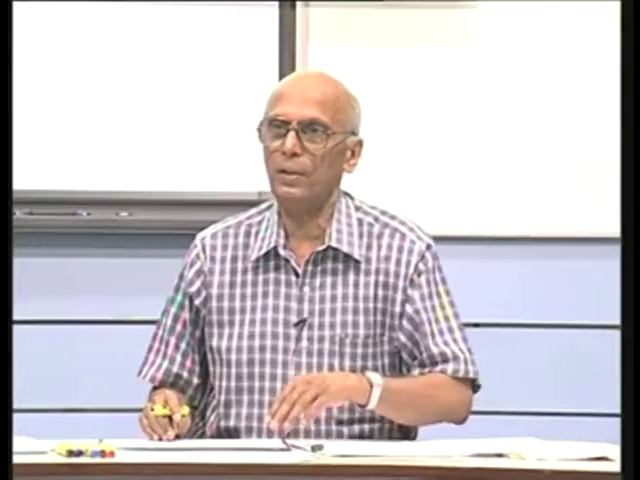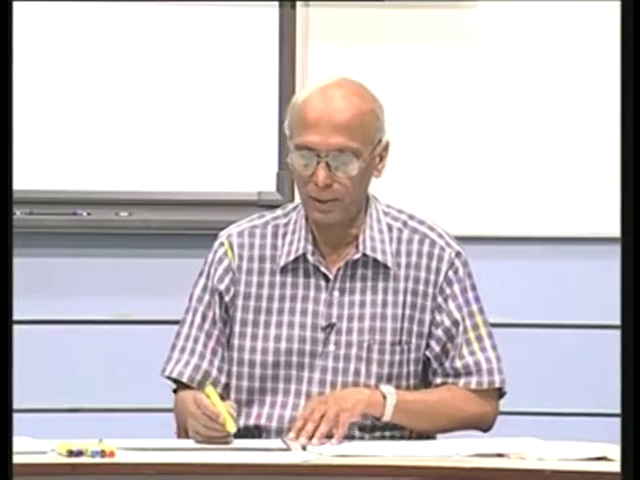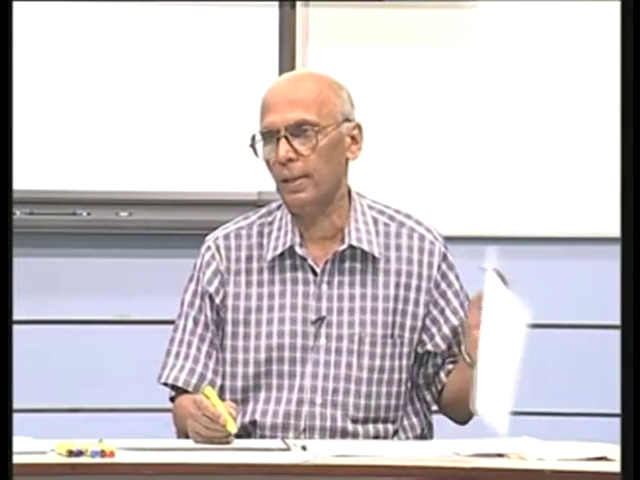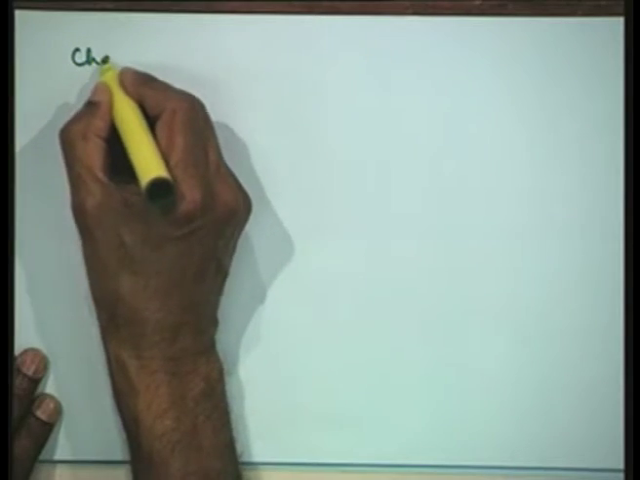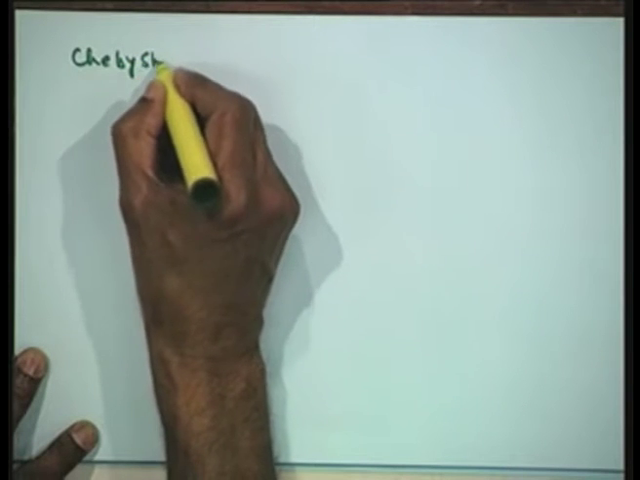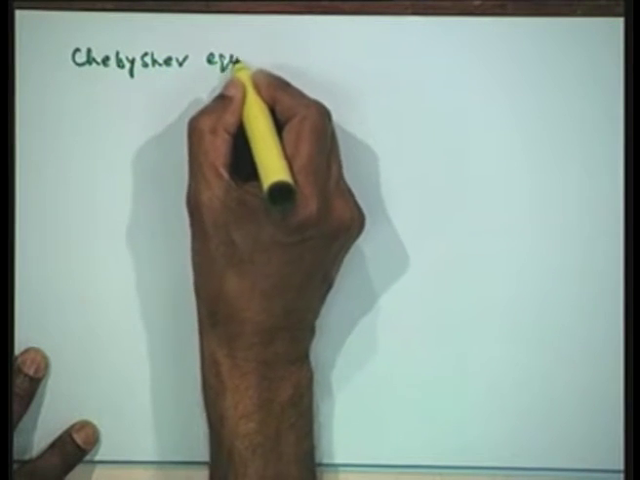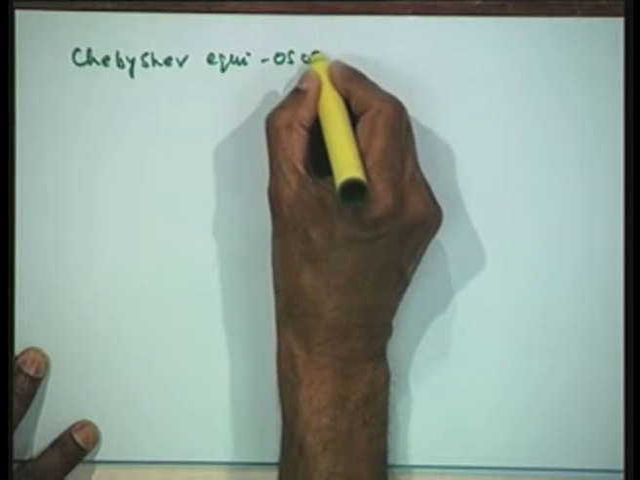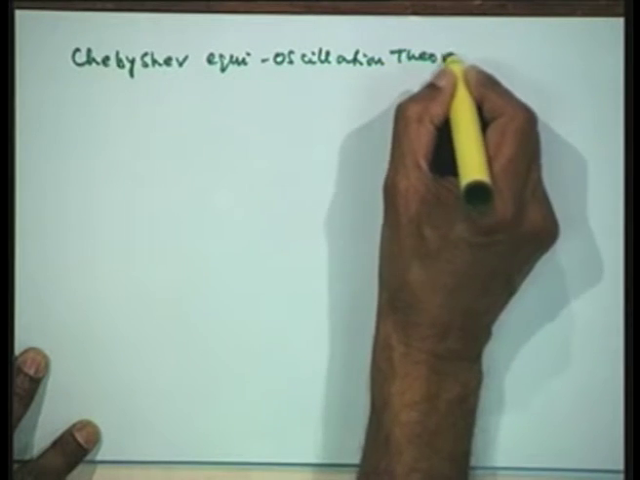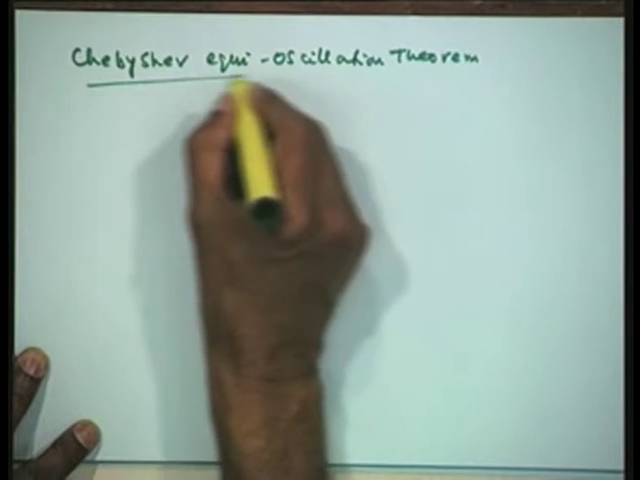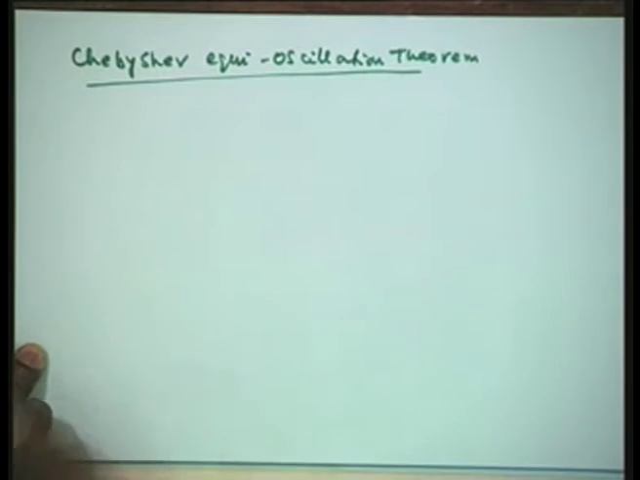Now, we would like to generalize the result for any polynomial. So, let us generalize this result and we call this result the Chebyshev equi-oscillation theorem. This is the basis of the uniform approximation for a general polynomial.